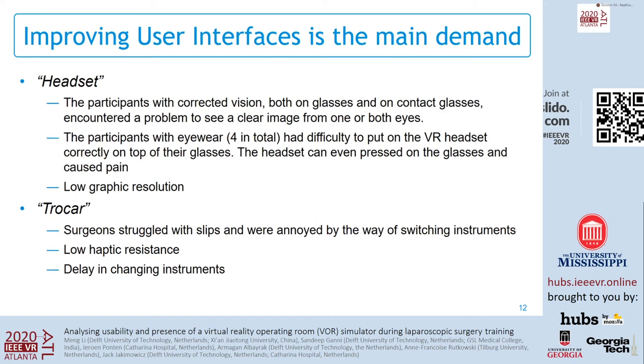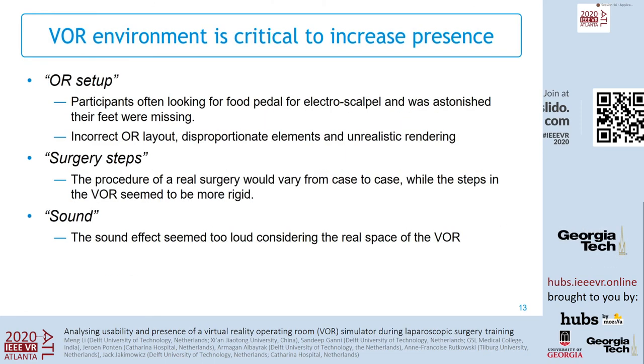Improving the user interface is the main demand for VOR improvement. We can see that participants with corrected vision either had trouble seeing a clear image or had difficulty putting the VR headset on top of their glasses. Sometimes the headset could even press on the glasses and cause pain. Low graphic resolution was also reported. For the haptic feedback, the most important problems are the low haptic resistance and the delay in changing instruments.